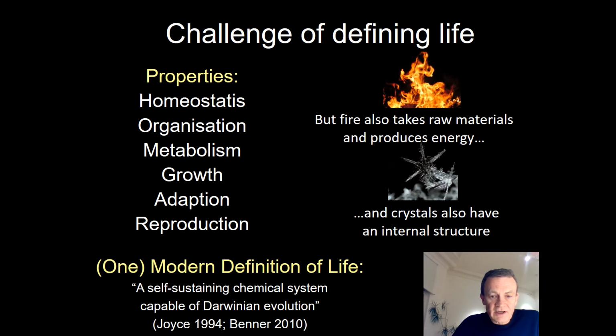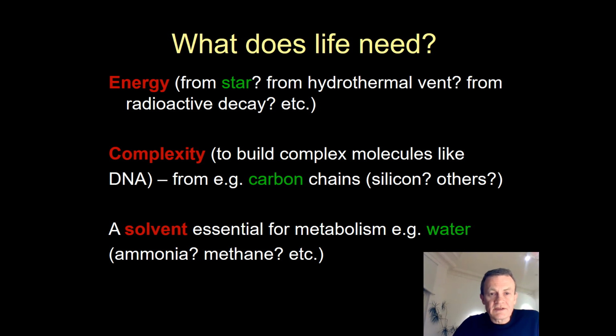One modern definition of life was discussed by NASA in 1994 in a workshop. They said life is a self-sustaining chemical system capable of Darwinian evolution. So life needs energy from the star or from hydrothermal vents or from radioactive decay. Life needs complexity to build DNA from carbon chains, but other atoms also form chains, like silicon. And all life on Earth needs water as a solvent for metabolism, and other solvents have been thought about, like ammonia and methane.